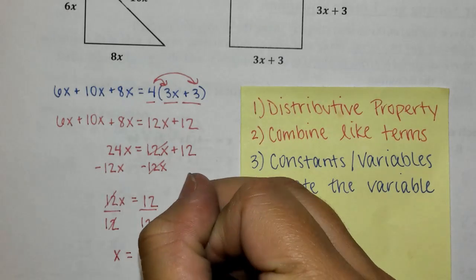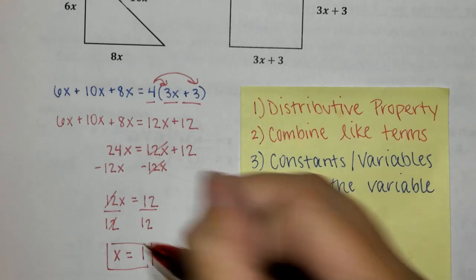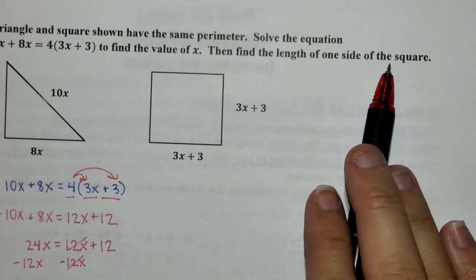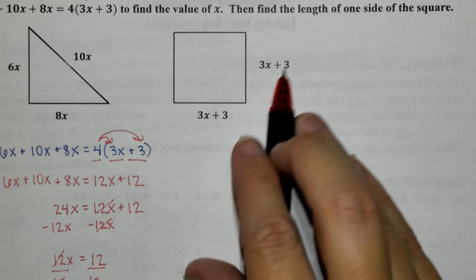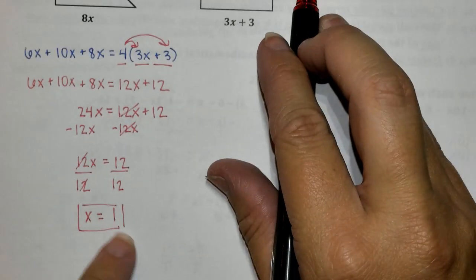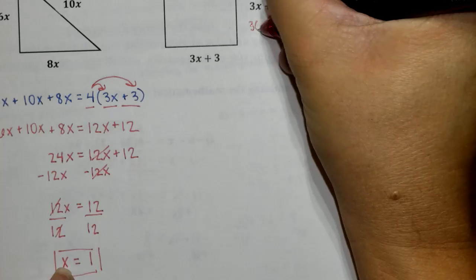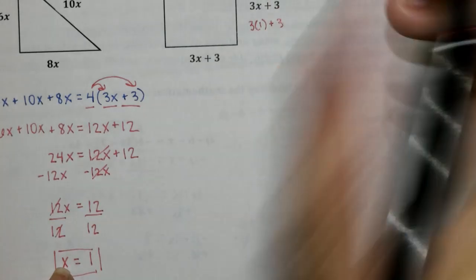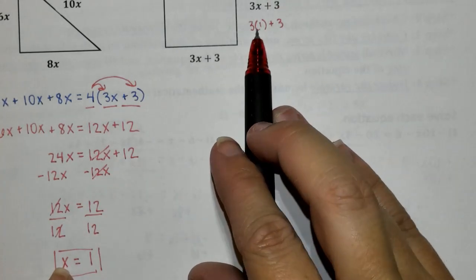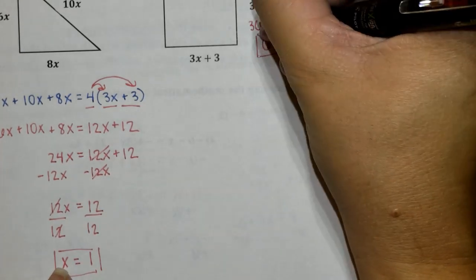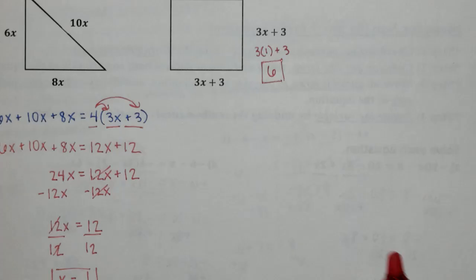1x equals 1. There's one of my answers because the problem told me to solve for x. Now remember, it also said, then find the length of one side of the square. So if this represents one side of the square, I'm going to take the 1 that I just found for x, and instead of the x, I'm going to replace it with a 1. So 3 times 1 plus 3. 3 times 1 is 3. 3 plus 3 is 6. There are no units or labels, so 6 is our answer. All right, this concludes the 3-3 notes.